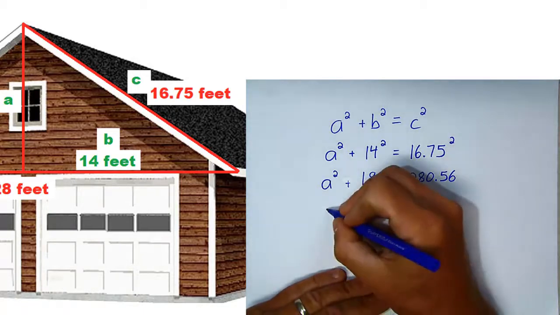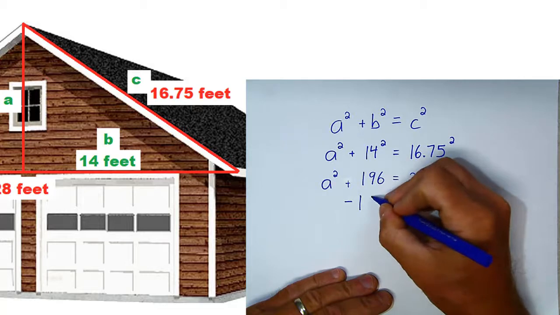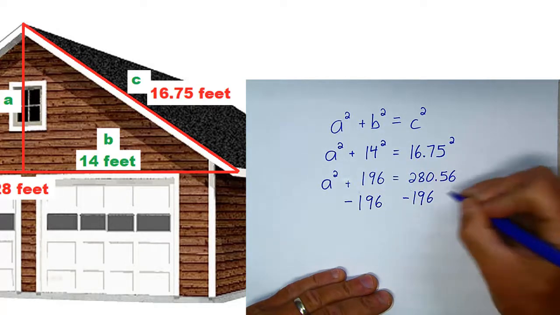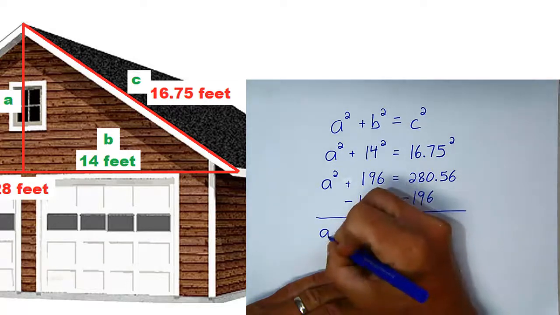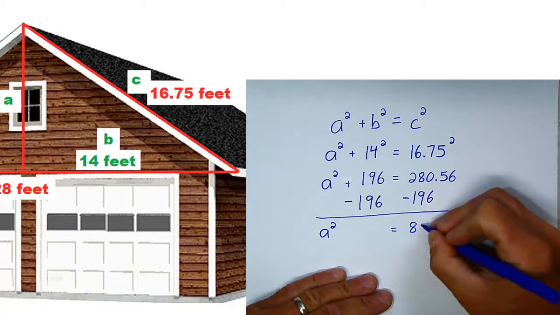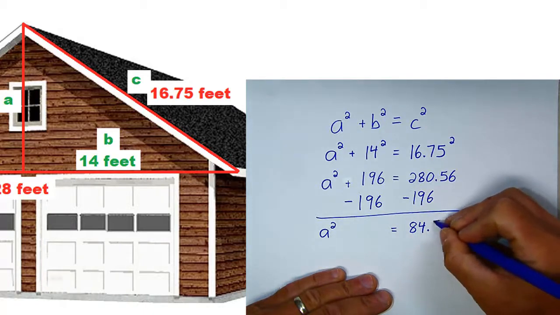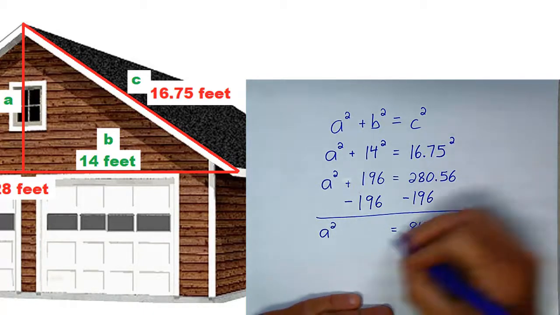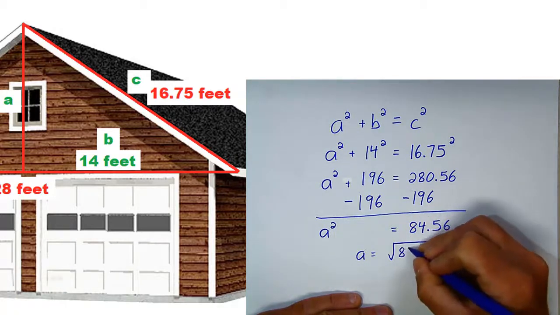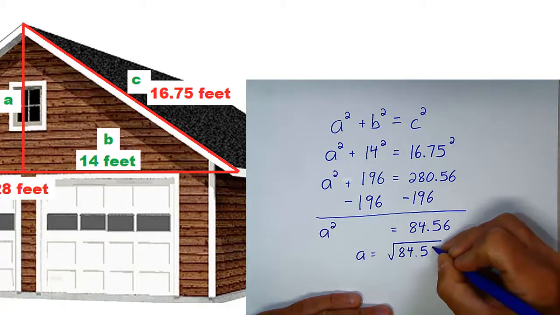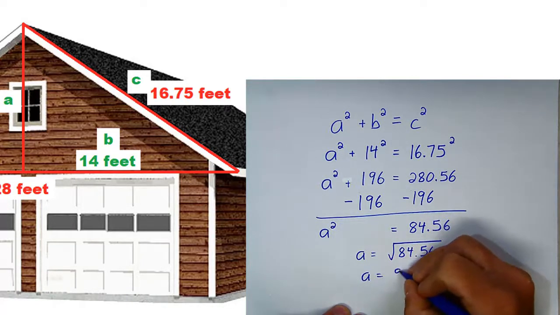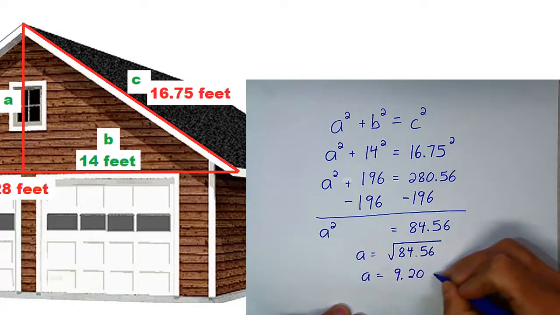We want to get the A squared by itself, so we're going to subtract off that 196 that it's with. And when we do that, we get A squared is equal to 84.56 after we subtract those two. Which means our value for A must be the square root of 84.56. And if you do that, A turns out to be about 9.20 feet.